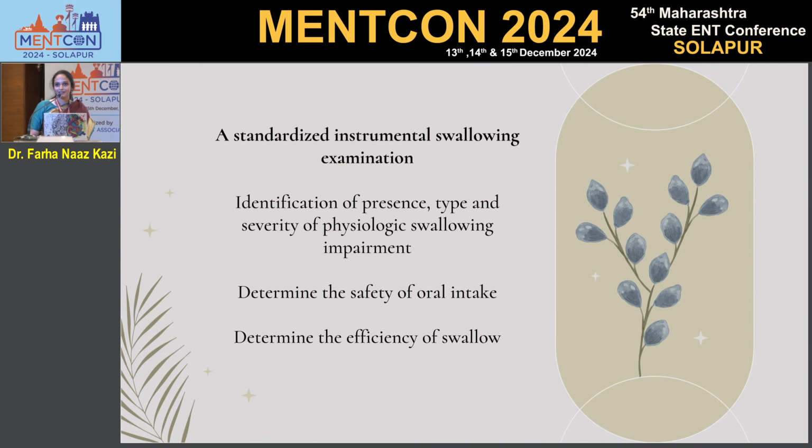Now, what do we see in a video fluoroscopic swallowing study? One, we identify the presence, the type, and the severity of the physiological impairment of swallow. Two, we determine the safety of the oral intake. And three, we also assess the efficiency of the swallow.